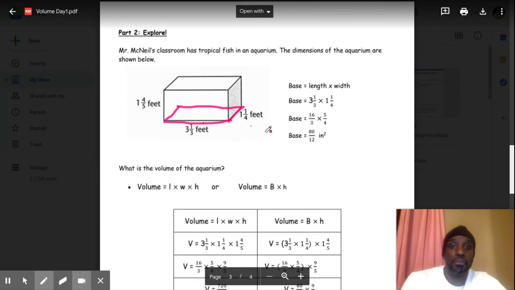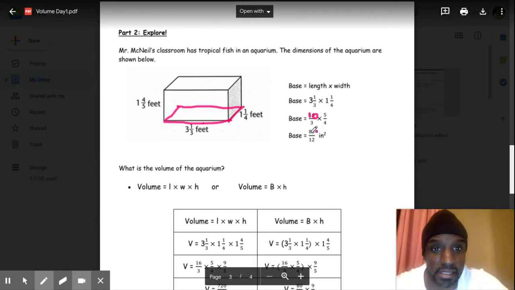Okay. 3 times 3 is 9. Okay. And 9 plus 1 is 10. So this should be 10 over 3, not 16 over 3. So that's 10 over 3. Okay. Now, 1 times 4 is 4. 4 plus 1 is 5. This is going to be 5/4.